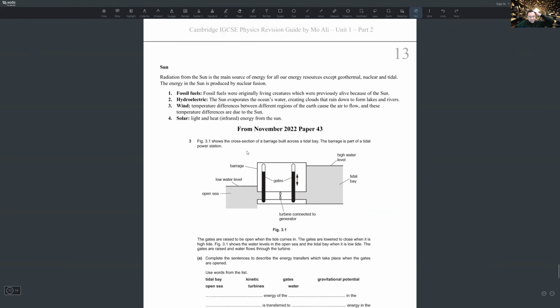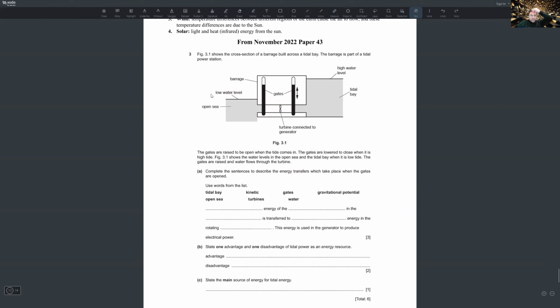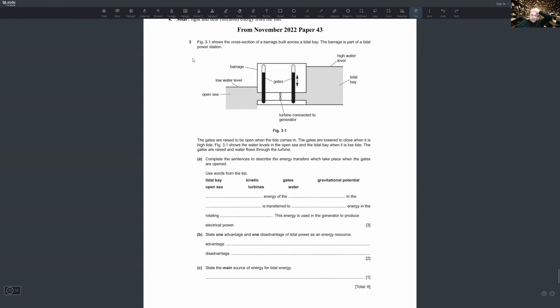Okay? Right. Let's look at this question quickly. This is from November 2022. Figure 3.1 shows the cross-section of a barrage built across a tidal bay. The barrage is part of a tidal power station. This is the tidal barrage here. You might say, sir, that's not the same diagram. It doesn't matter, it's a diagram.